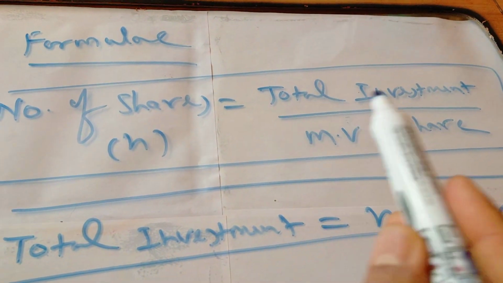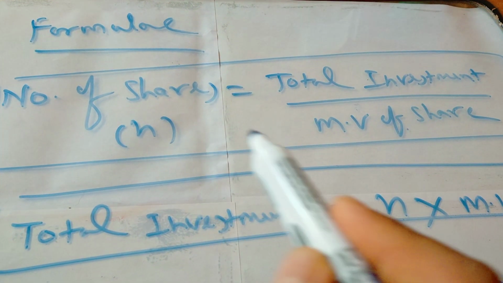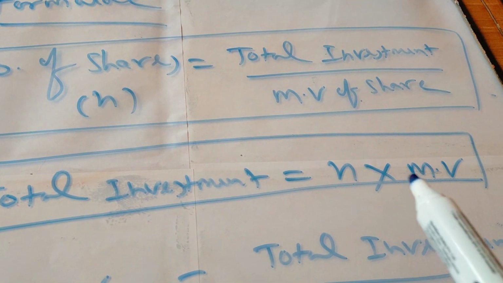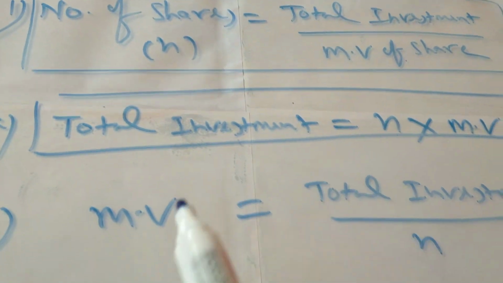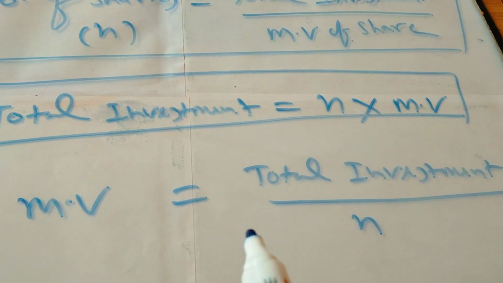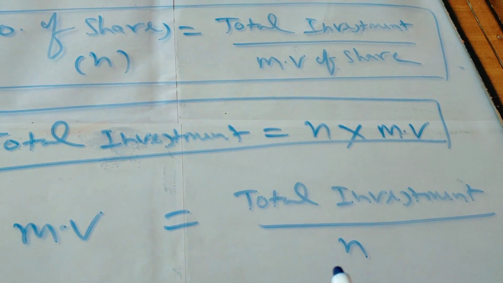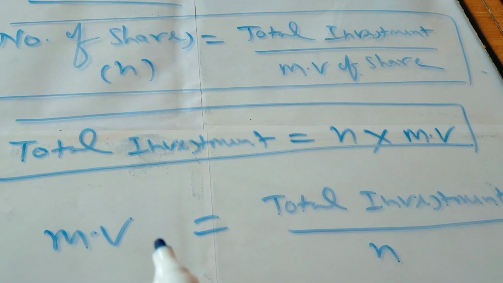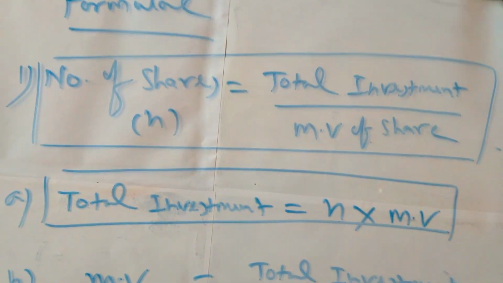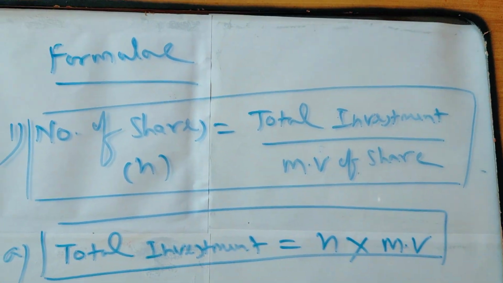See here, if you cross multiply this formula, you get the next formula: total investment is equal to number of shares into market value of one share. Similarly, if you are interested in the market value of one share, the formula is total investment upon n. I derived these two formulas from the original formula only. The original formula is: number of shares is equal to total investment upon market value of one share. Okay, so remember this formula.